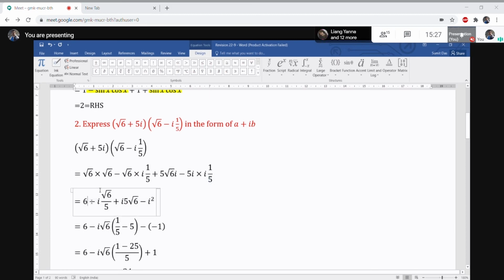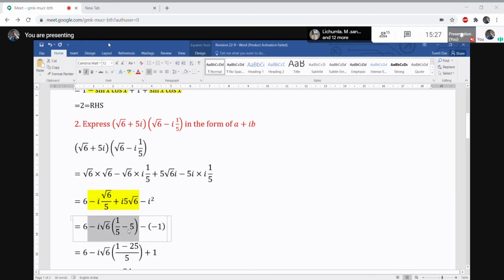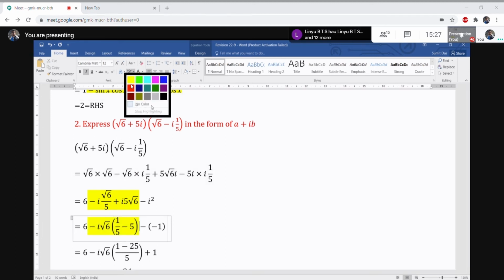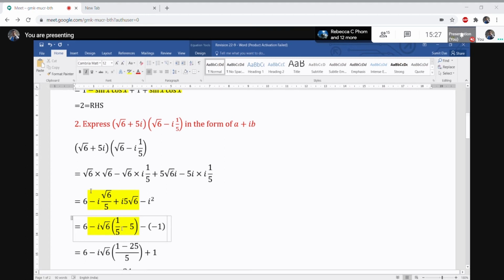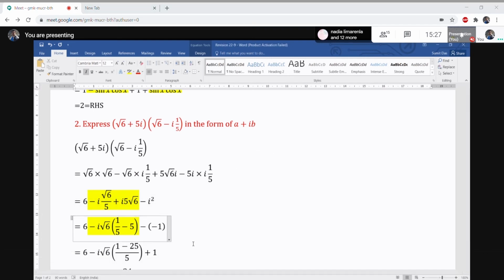Here from these two parts, I'm highlighting this one. See this one. From these two parts, what I did, I just took minus root 6 common. Look, here also minus root 6 was there, and here also minus i root 6 was there. I took minus i root 6 common from these two. From the yellow colored part, you can see I took that minus i root 6 common.